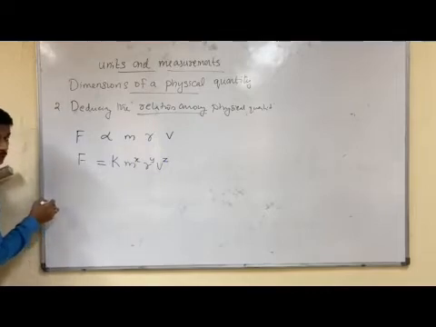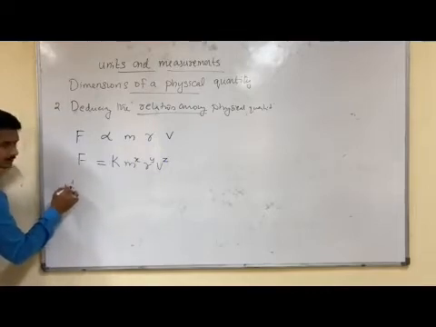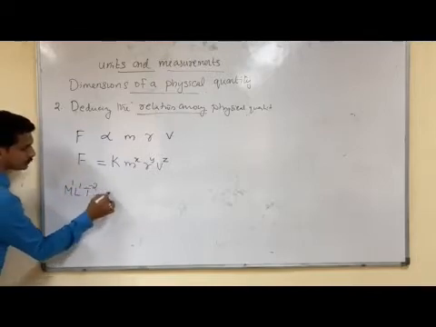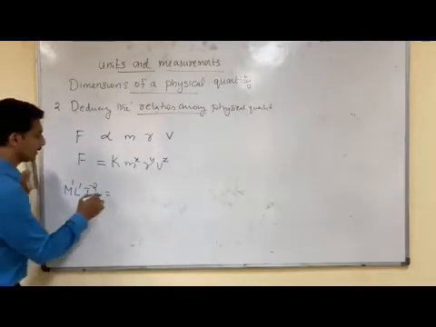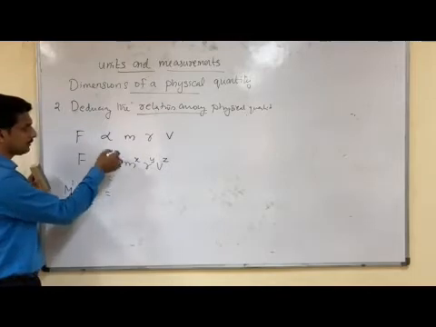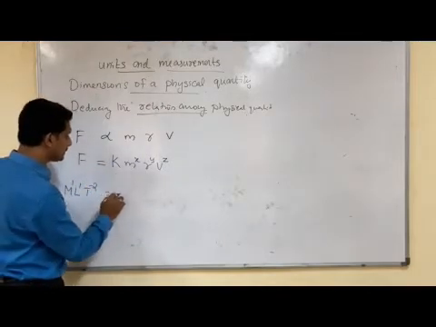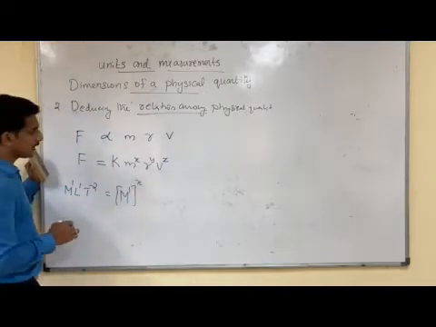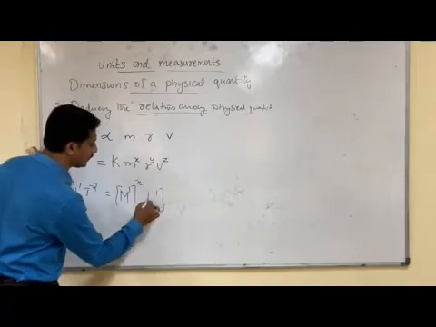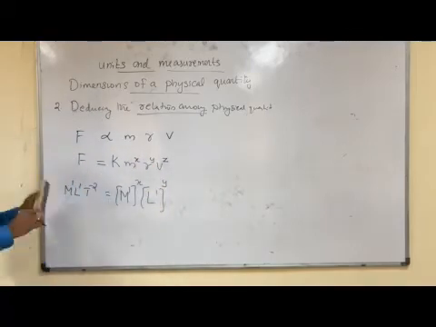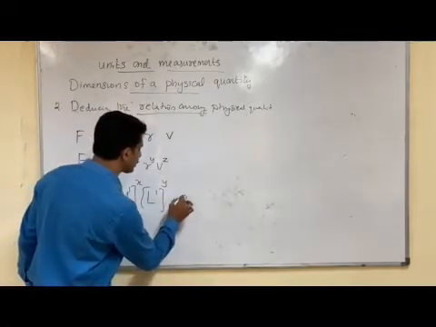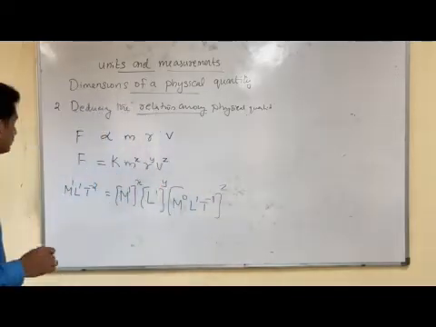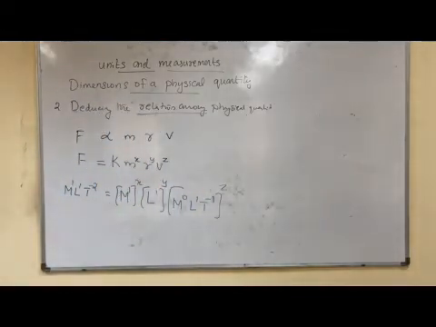Now the next step is we have to substitute the values of dimensions. Force means, we know, F is equal to ma. That means M raised to 1, L raised to 1, T raised to minus 2. This is the dimensional expression for force. K is a dimensionless constant, that means we don't need to mention its dimension. Mass means M raised to x. R means radius, in terms of length only, L raised to y. And velocity means M raised to 0, L raised to 1, T raised to minus 1, all raised to z. This way we are representing the velocity.